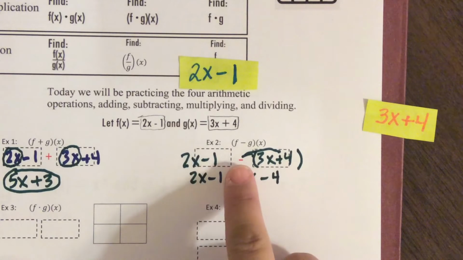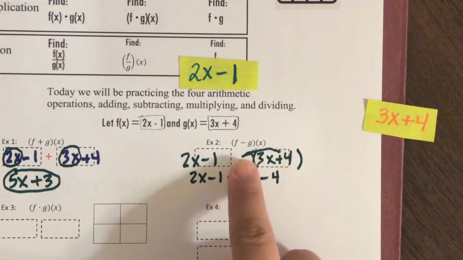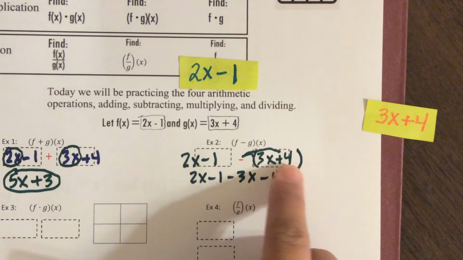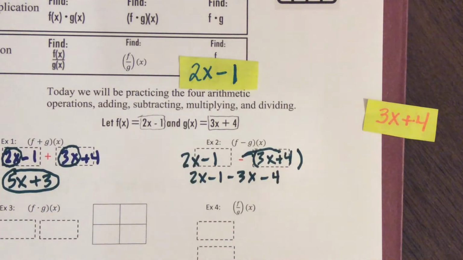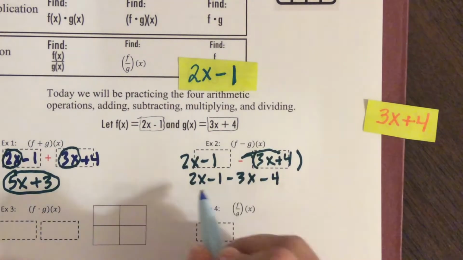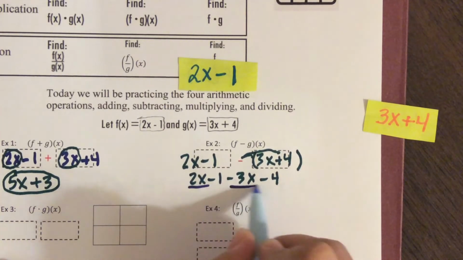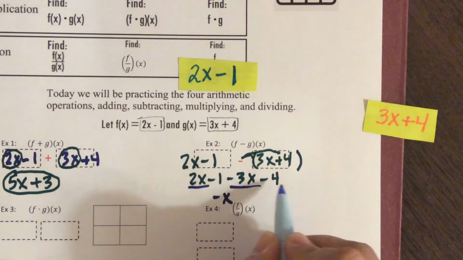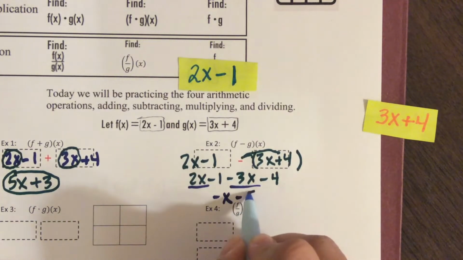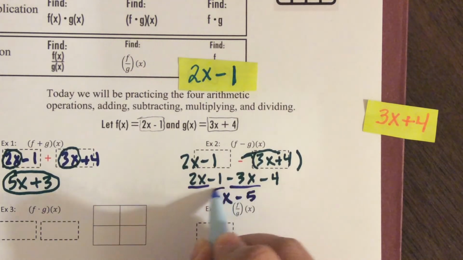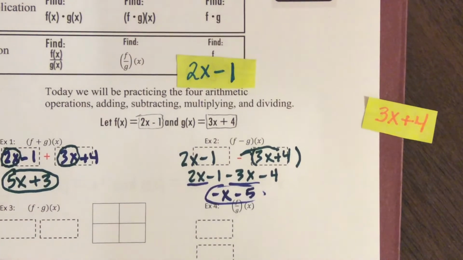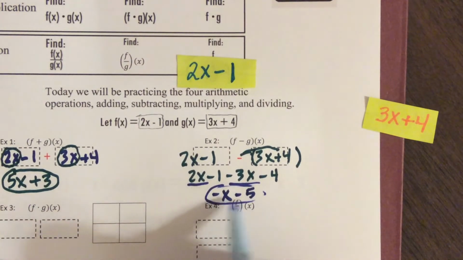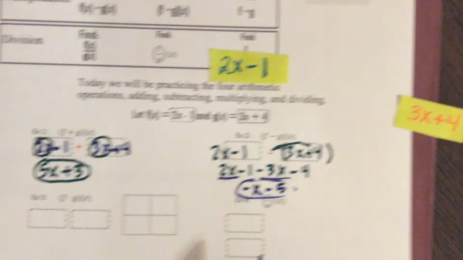This is where the biggest mistake occurs. Students forget to distribute the minus into the second term or the third term or whatever. So right here we're going to combine like terms. We have 2x minus 3x, that's going to be a negative x. And then we have a minus 1 and a minus 4, that's going to be a minus 5. So negative x minus 5 is your end result.